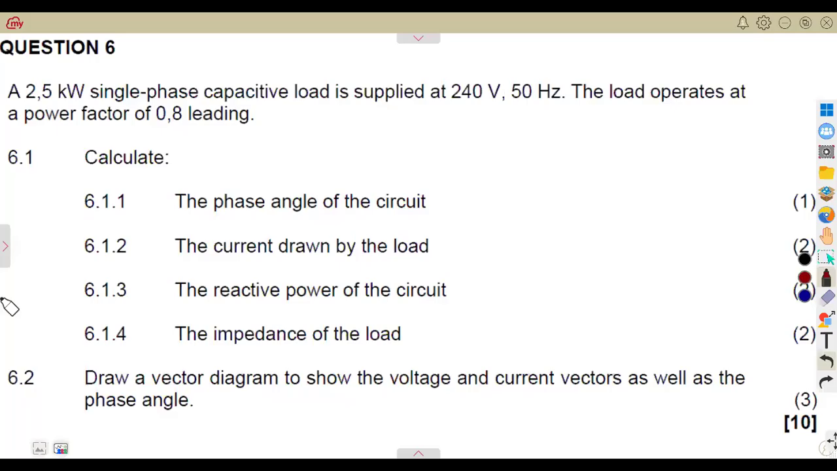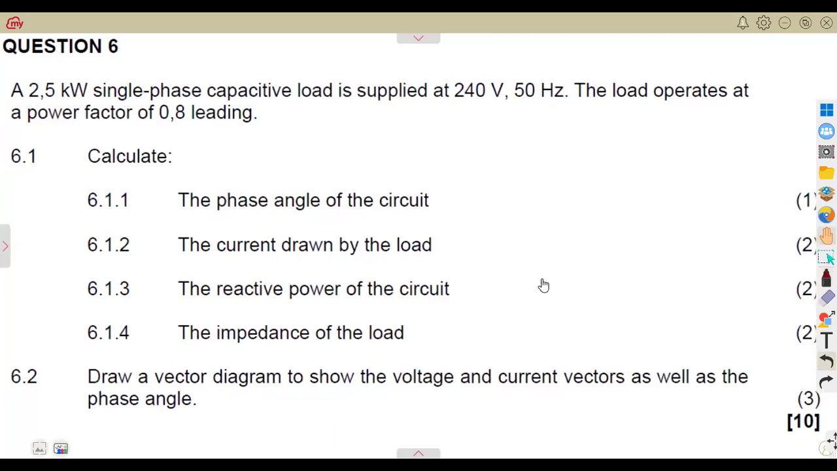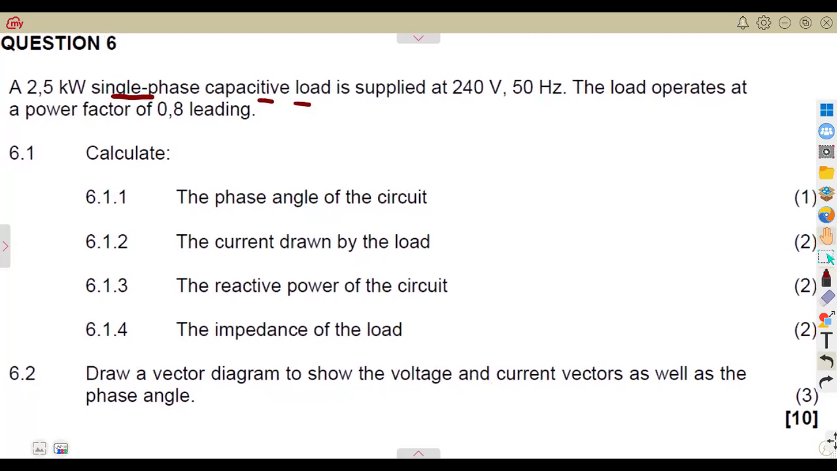So I want us to consider this question that we are given, which is question number 6 on our single phase. This is single phase AC theory. We are given a 2.5 kilowatt single phase capacitive load. That is, we are given the power in that case.